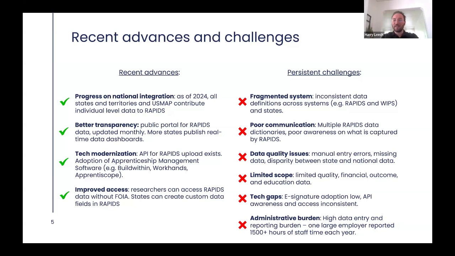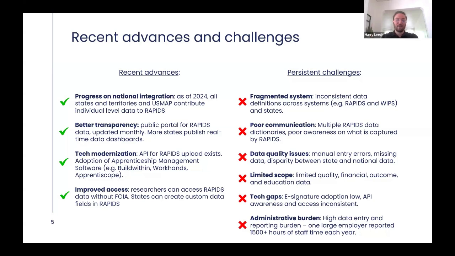We've also seen recently the development of lots of tech solutions that make it easier for programs, especially when they've got complex compliance requirements, to manage that. We've got Philip Minardi on our panel later, who's going to be talking about the work that Buildwithin do.